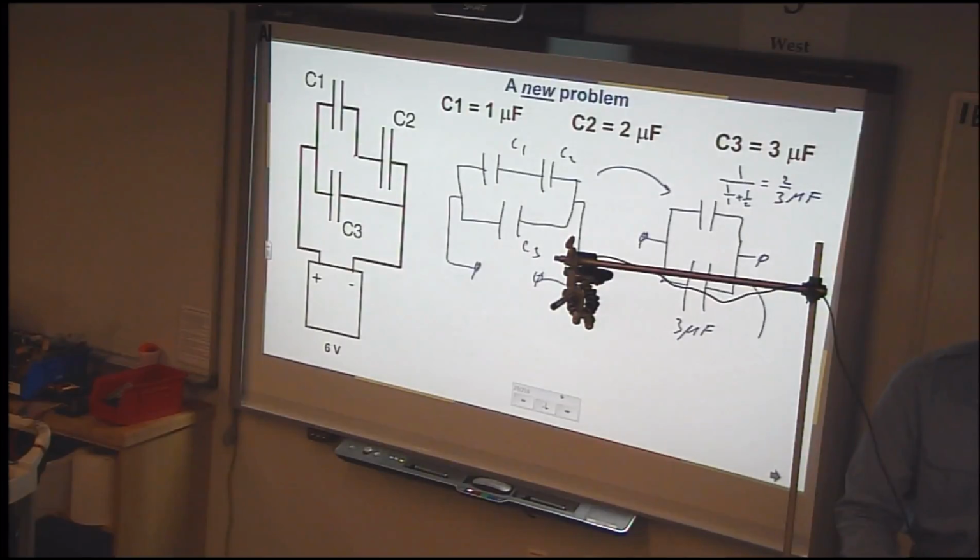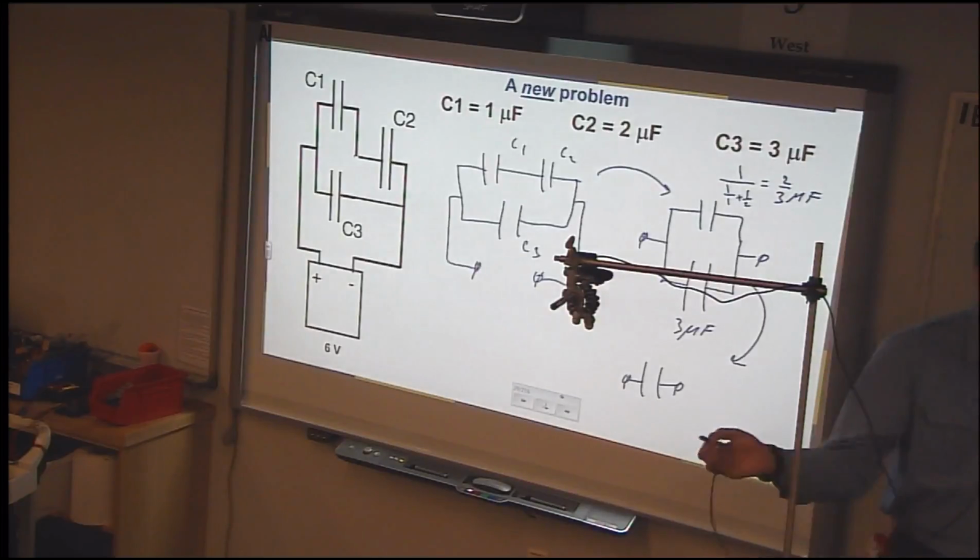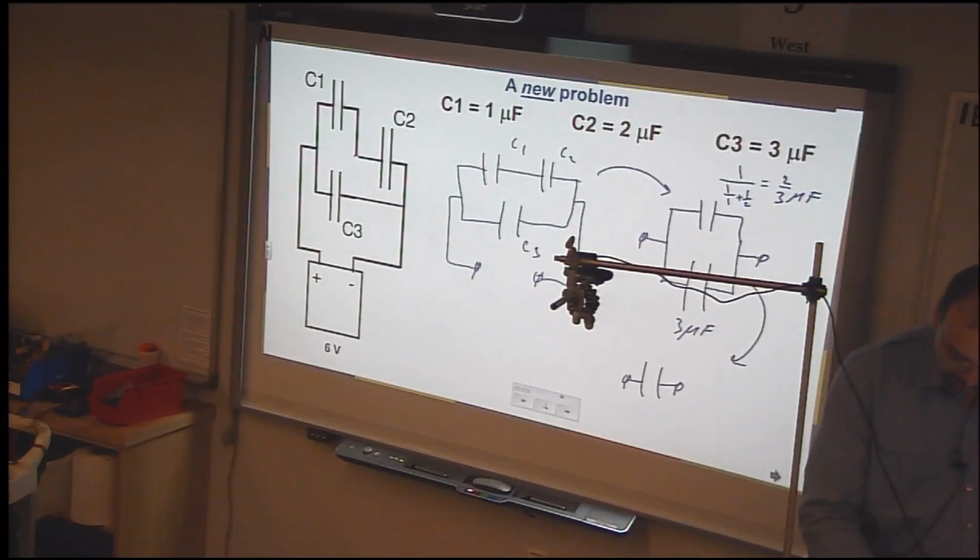And now I can make one more transition. These are in parallel, so now I'm just adding the capacitance. And the new equivalent, the total equivalent capacitance will be 3 plus 2/3 microfarads. And across this equivalent capacitance, if we apply the same voltage, we should get a certain charge.